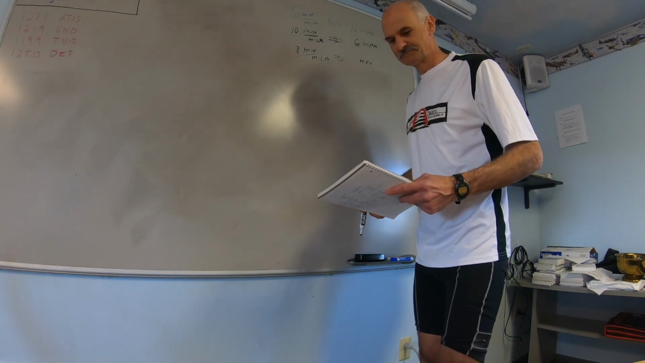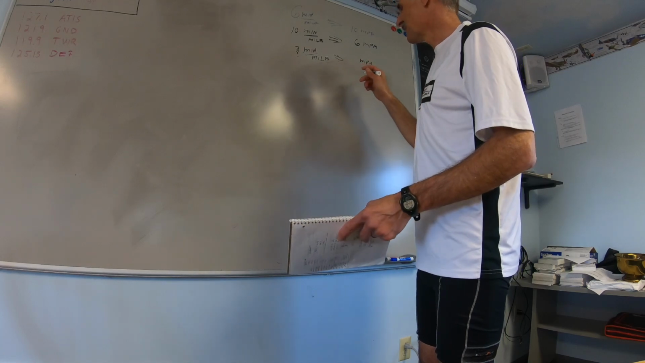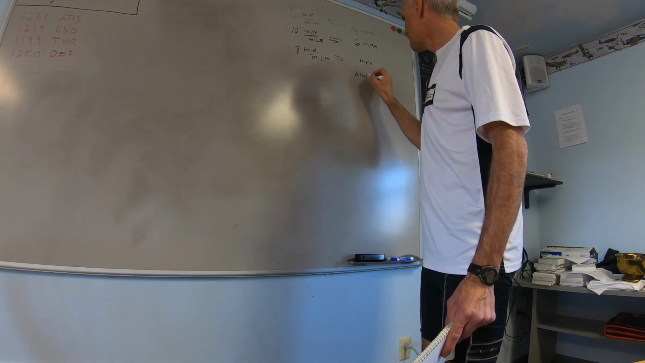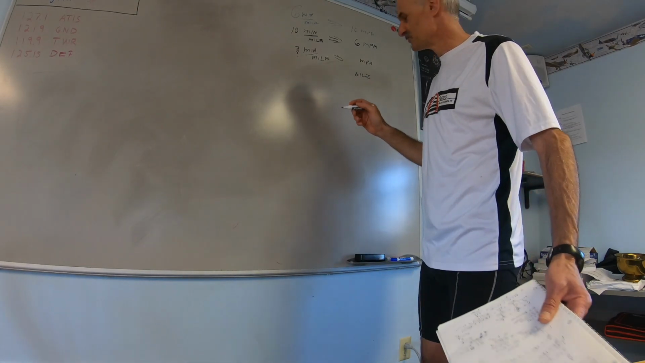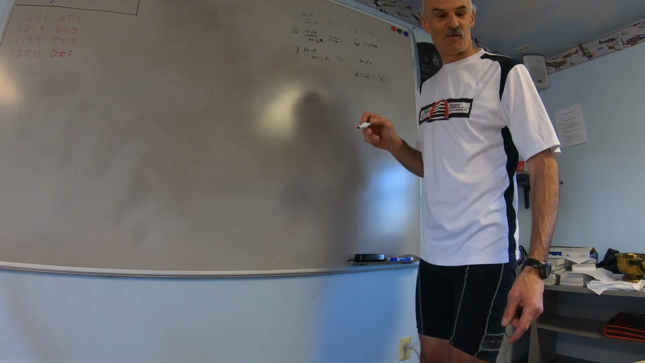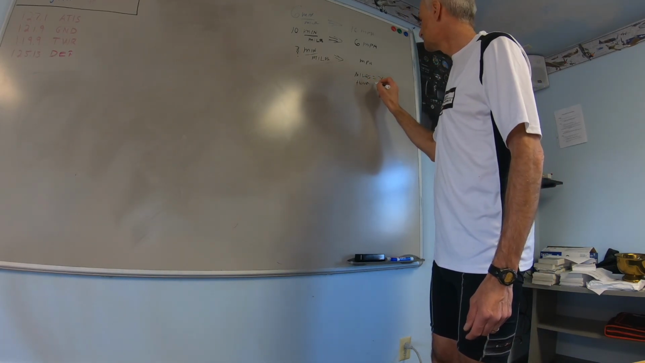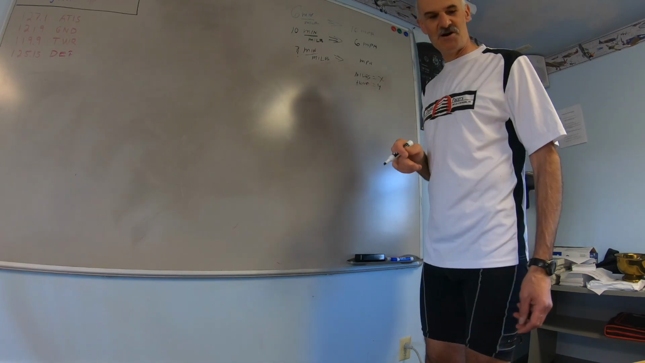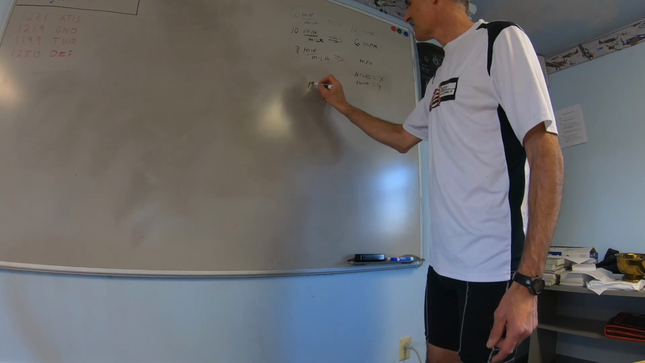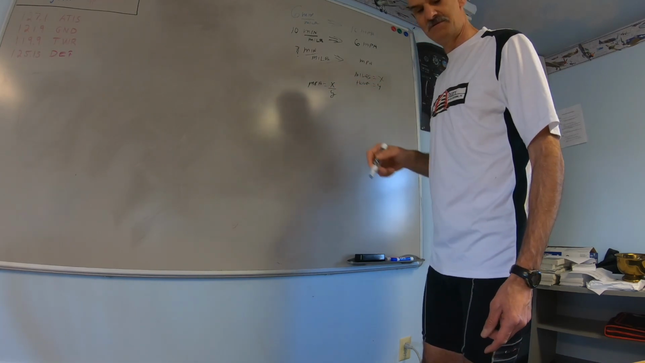Well, what I was thinking was, how about this? Let's try, if we let miles equal X, and we let the hour equal Y, then we know that our miles per hour would just be X over Y. So miles per hour would equal X over Y, right?